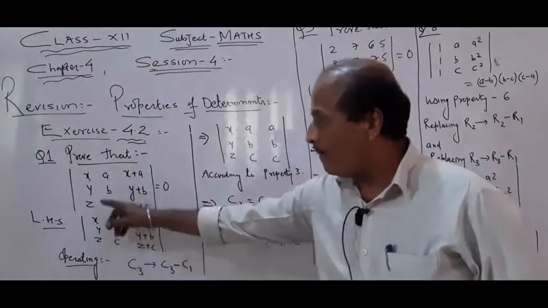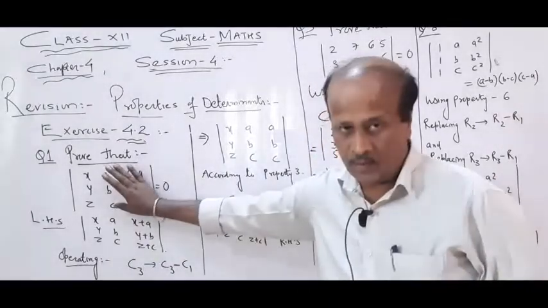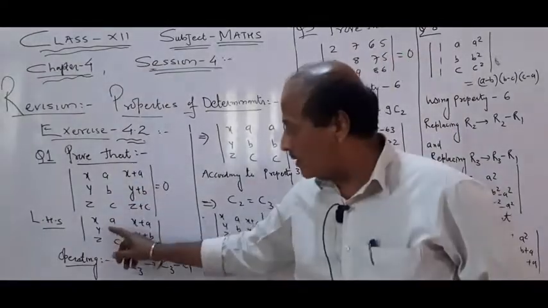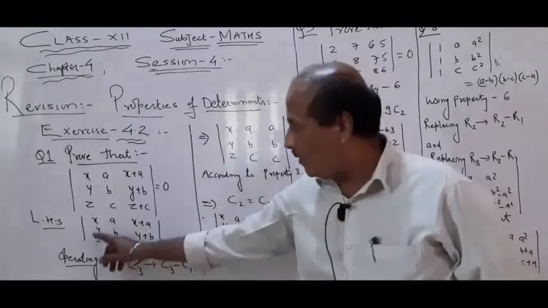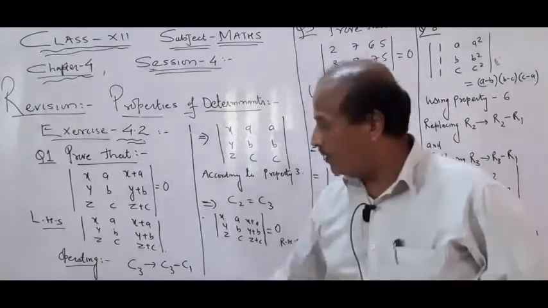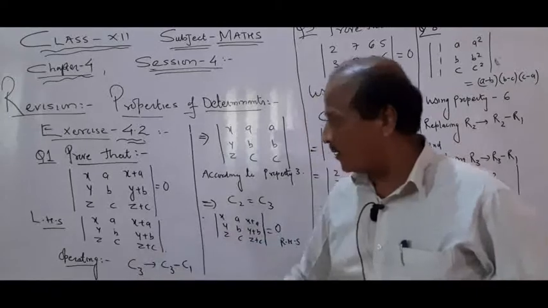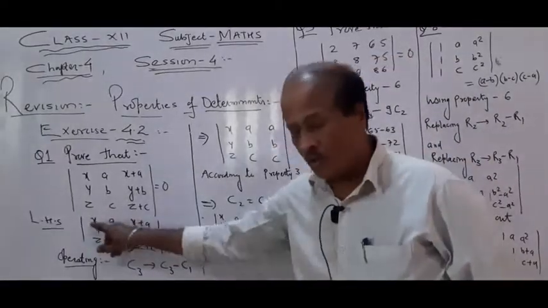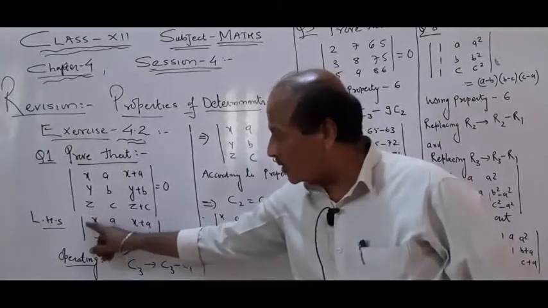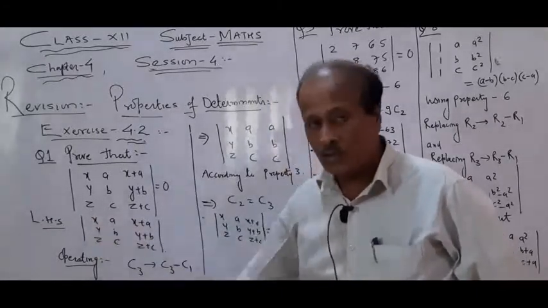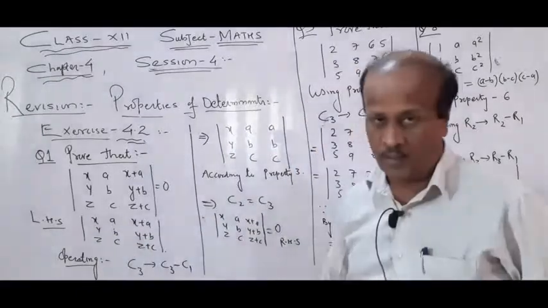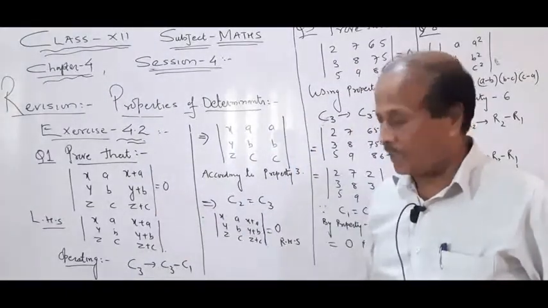So come on, left hand side, the given determinant. Now what is that given determinant? X, A, X plus A, Y, B, Y plus B, Z, C, Z plus C. One of the methods is to replace column 1 by adding column 1 and 2. Automatically you will find that the first column and the last column will be identical. That you can do as a practice.